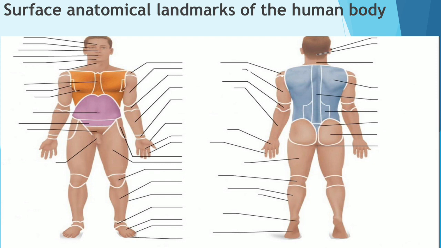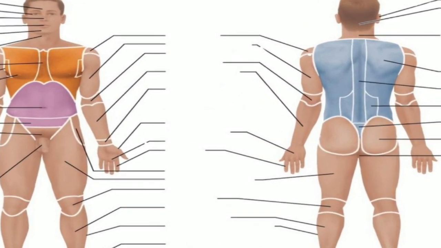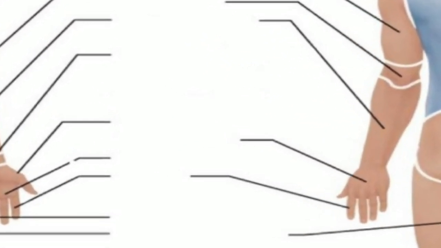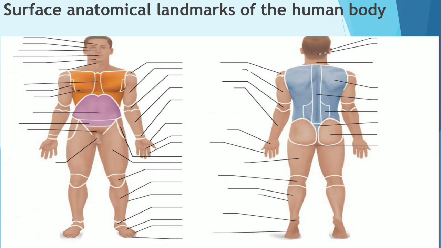These surface landmarks help us to locate deeper structures in the body, and this is very important when you're carrying out clinical examination of a patient in diagnosis and also in treatment like surgical procedures. It will help you to locate deep structures when you're carrying out surgery.